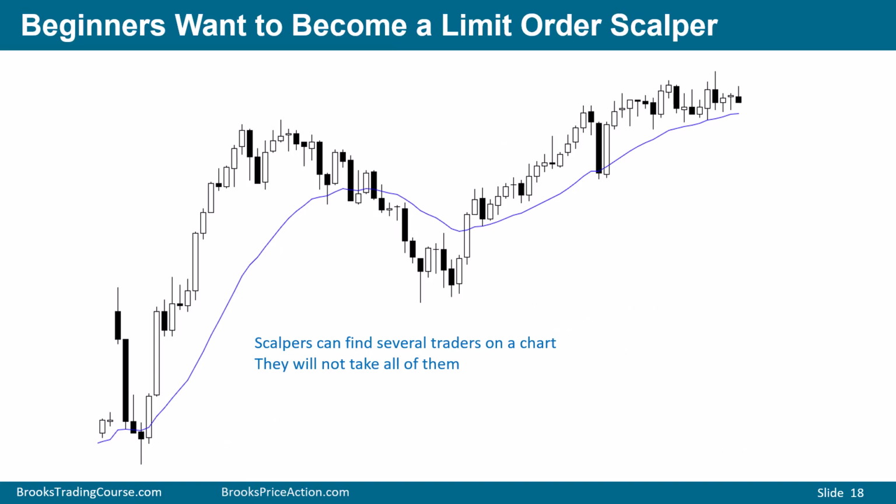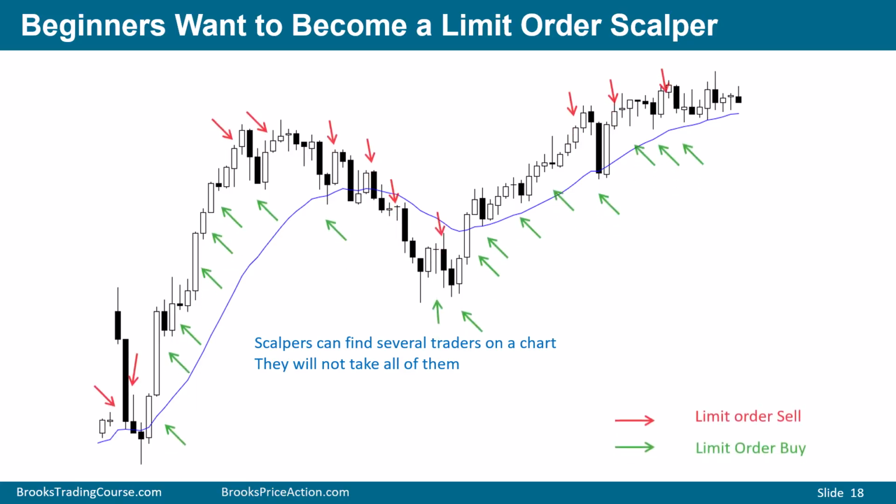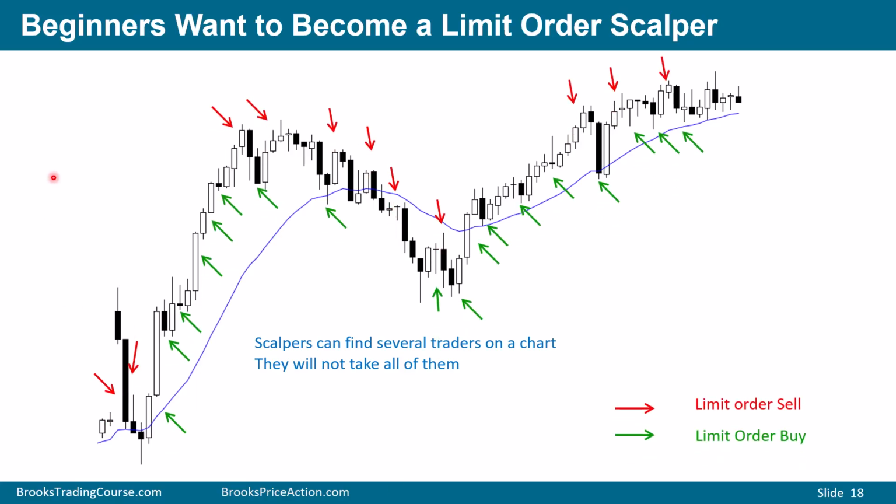Scalpers, they can find several trades on a chart, but they're not going to take all of them. And you can see, this is what a beginner dreams of. They dream of taking 20 or 30 trades in a day, just like this person on the chart. Buying closes, selling with limit orders, buying below bars, selling above bars, all the way up. And they think, yeah, this can be really easy. The reality is, in order to do this profitably, you have to understand swing trading very well.